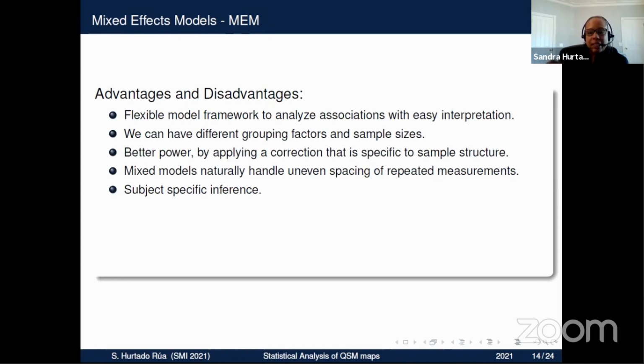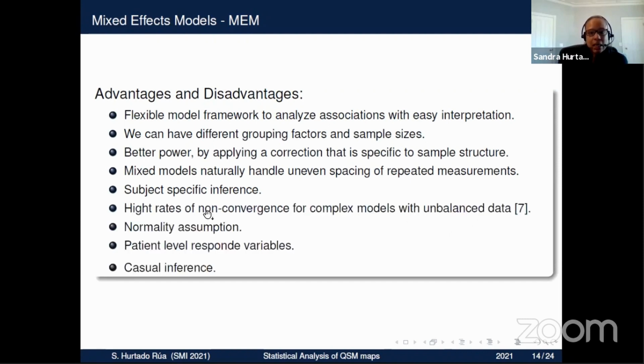We can have different dimensionality of the biomarker itself over time. It naturally handles the uneven spacing when we are looking at changes over time using clinical data. And we can also perform subject-specific inference with random effects.